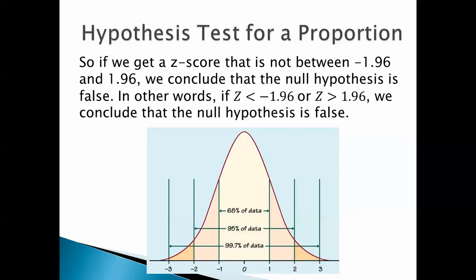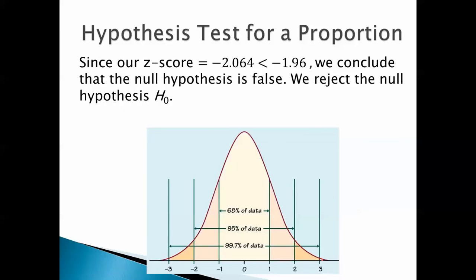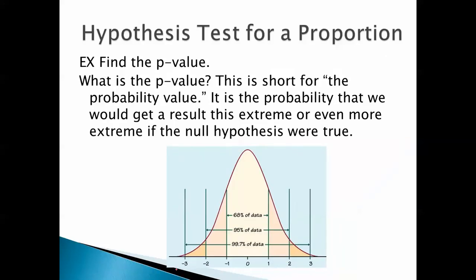In other words, if z is less than negative 1.96, or z is greater than 1.96, we conclude that the null hypothesis is false. Since our z-score is negative 2.064, and that's less than negative 1.96, we conclude that the null hypothesis is false. We reject the null hypothesis, H sub 0.